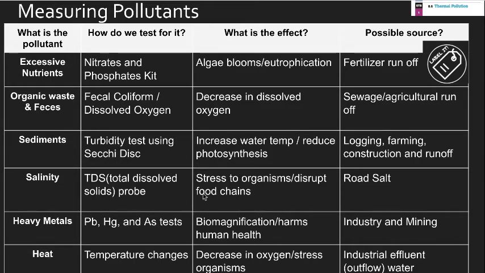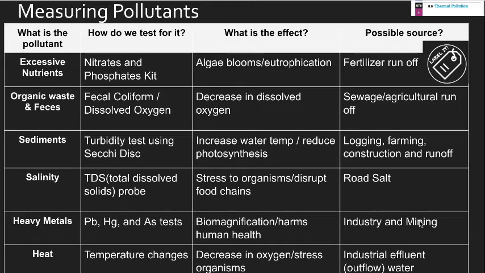Salinity is the next one. We have total dissolved solids as how we can measure for those directly. That measures other things as well, but salinity can be directly measured that way. Stress to the organisms and disruption of food chain can be an issue. This can affect photosynthesis in plants as well. Road salts can be a big one, but anything that leads to increased runoff too can also be a problem. So the ones above kind of apply here.